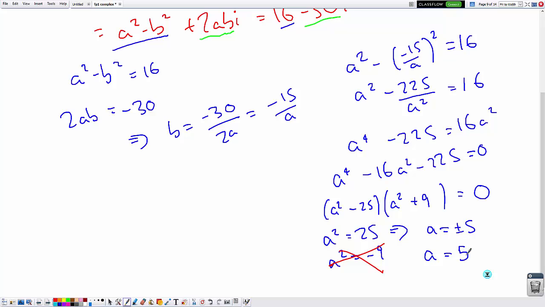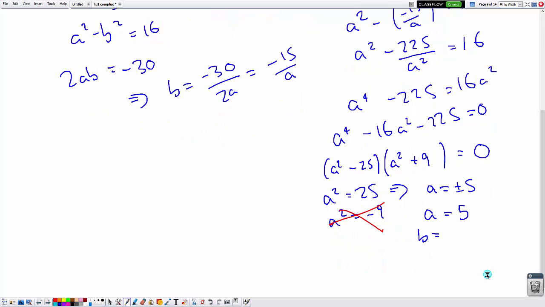Now let's work out b. So b was equal to minus 15 over a. So b is equal to minus 15 divided by 5, which is minus 3. So our final answer is 5 minus 3i.